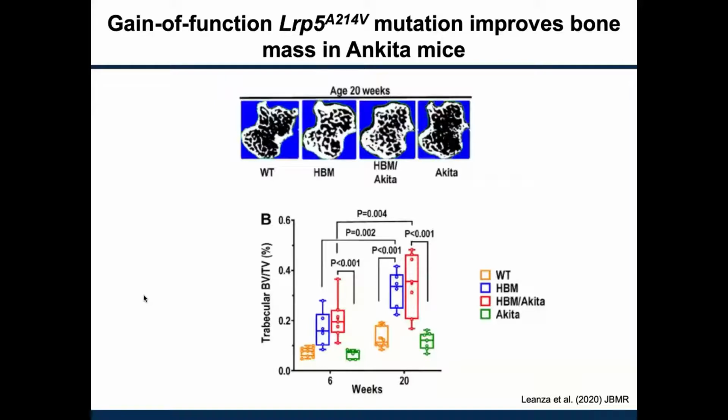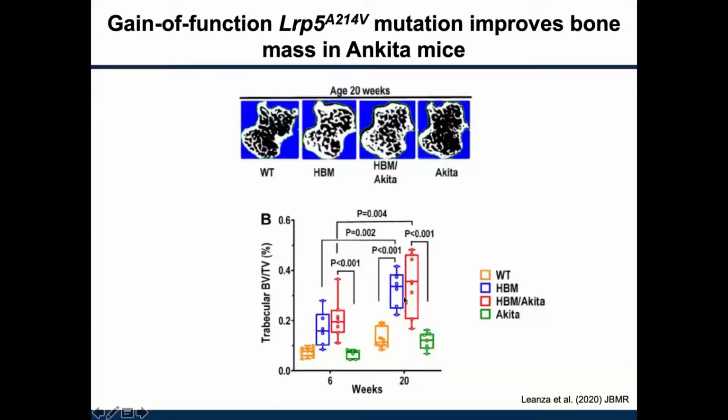So here they have crossed an Akita mouse, which is a mouse model for type 2 diabetes, with a mouse carrying this gain-of-function LRP5 mutation that leads to a high bone mass phenotype, and have investigated whether activation of Wnt signaling can abrogate bone loss or bone insufficiency that is seen in this Akita mouse. And they have done this at 2 time points, so at 6 weeks when the hyperglycemia starts, and at 20 weeks of age when the hyperglycemia has persisted already for a while.